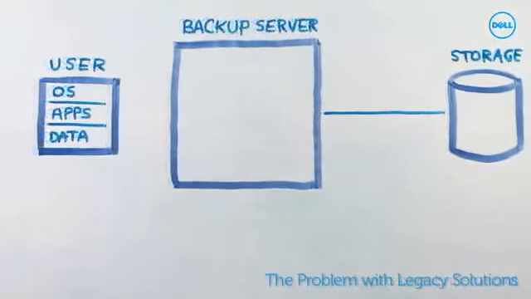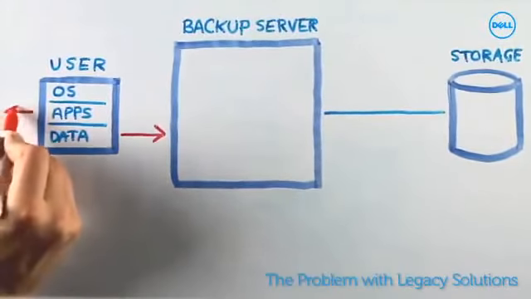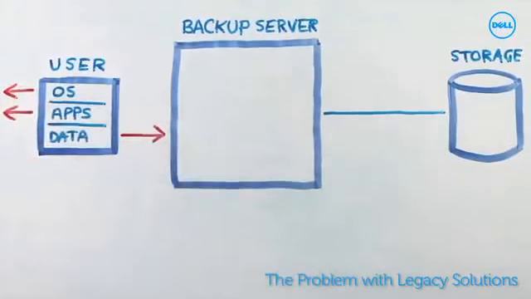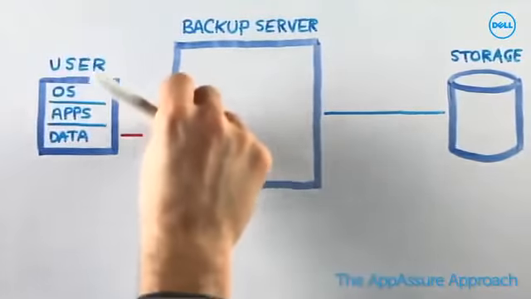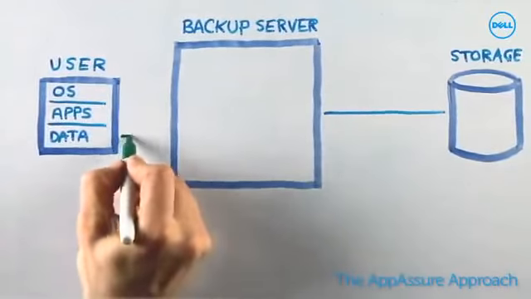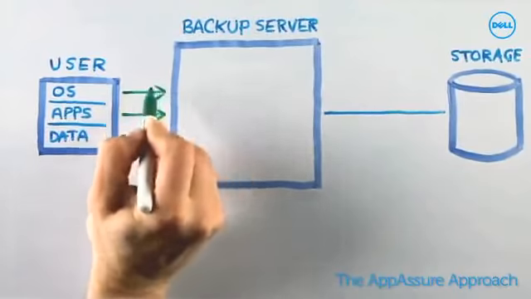The problem with legacy solutions is that they treat the OS, applications, and the data as separate entities, when in fact they live together on our computers for a reason. They need each other in order to function. AppAssure does a complete backup, not just the data, but the entire OS and all the applications required to access your data. You'll never have orphaned data again.